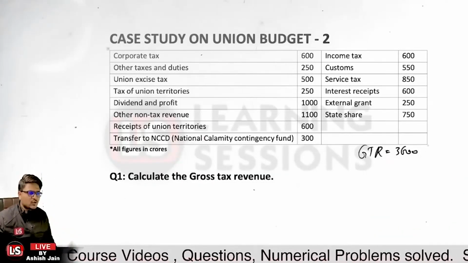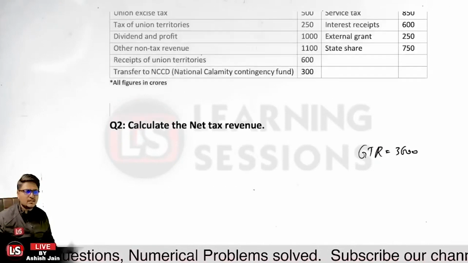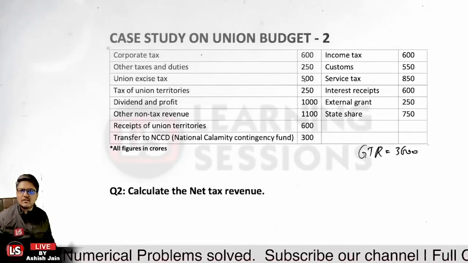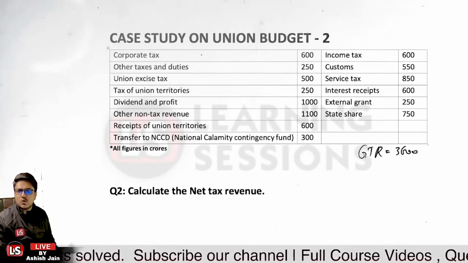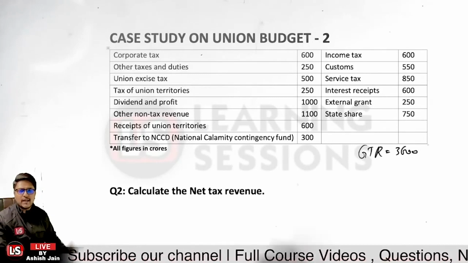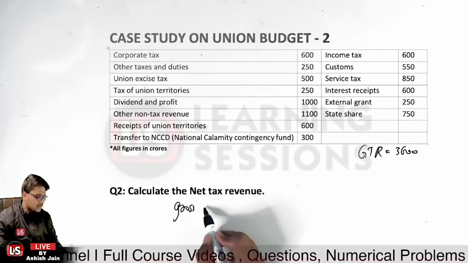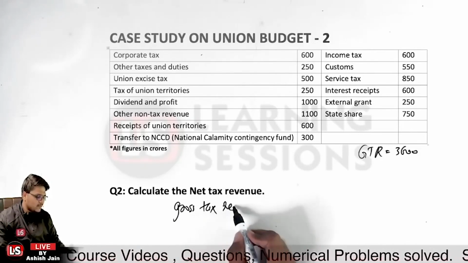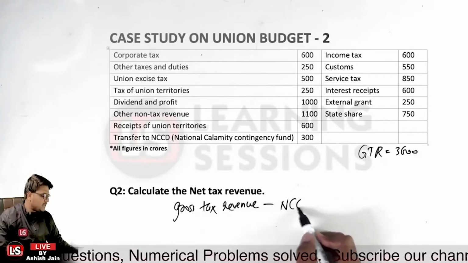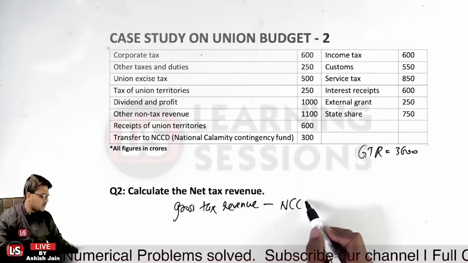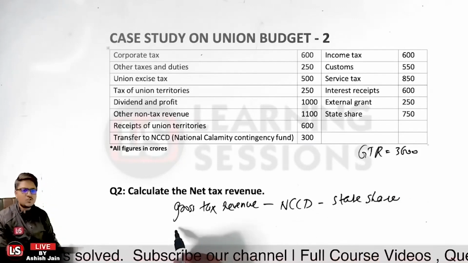Okay, now let's move to the second question, in which we need to calculate the net tax revenue. I just told you that to calculate the net tax revenue, first of all we calculate the gross tax revenue. And from the gross tax revenue, we subtract the National Calamity Contingency Fund duties, and further the state share. These two components are to be subtracted.